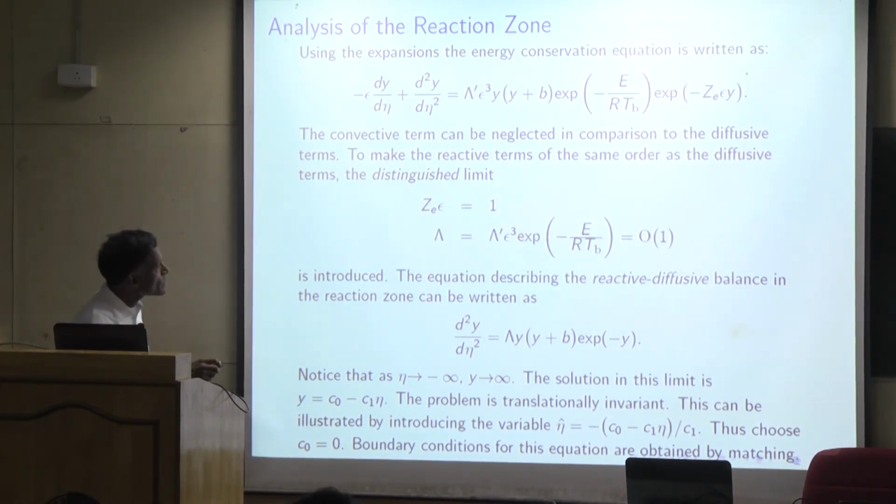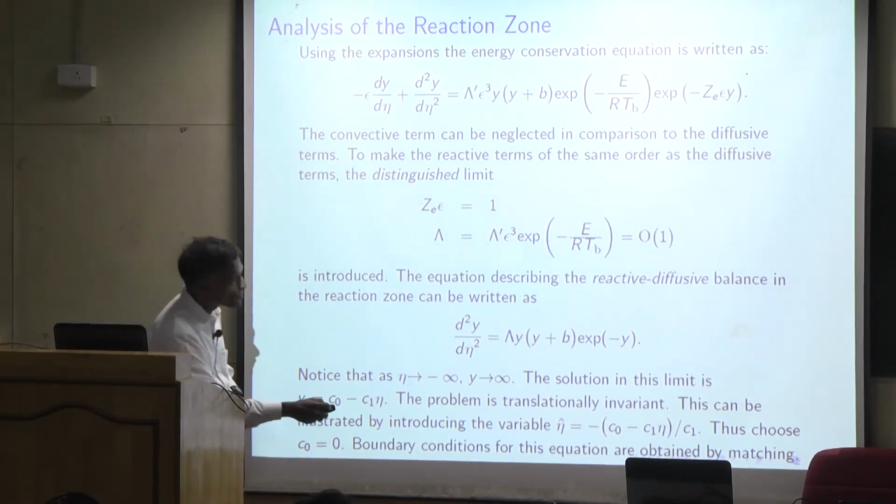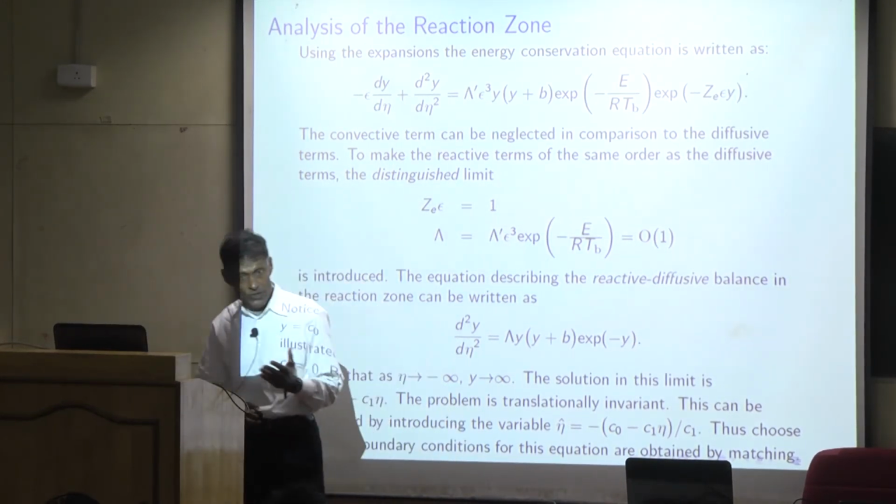Okay, so now this equation takes this particular form. I've dropped that, and I've selected epsilon to be this. So that's the equation. This is the equation which describes the structure of the reaction zone.